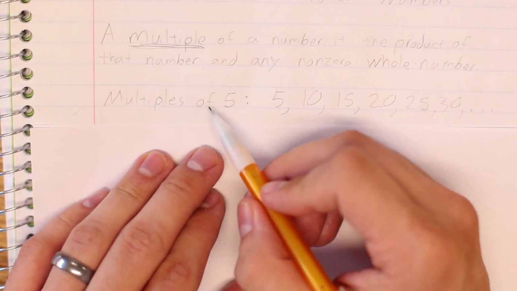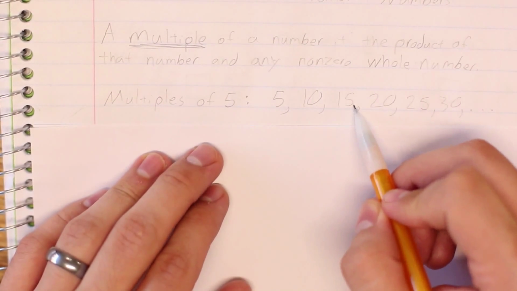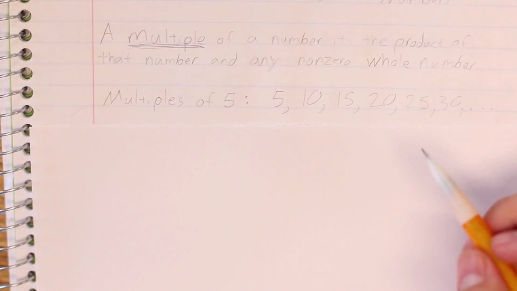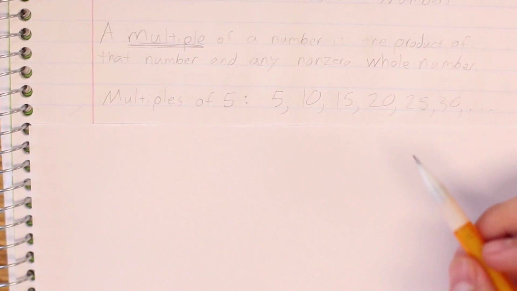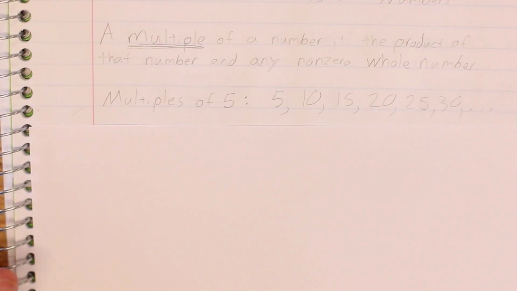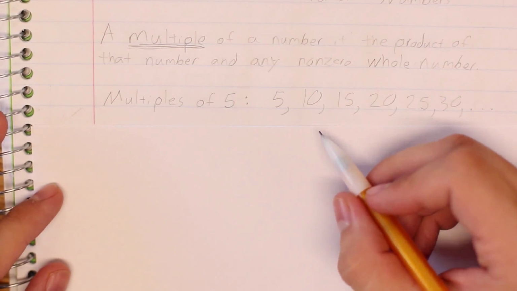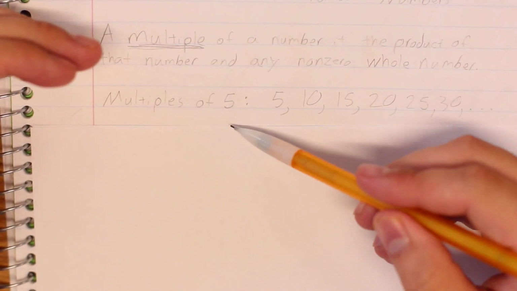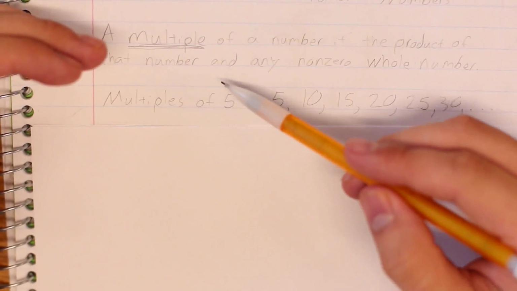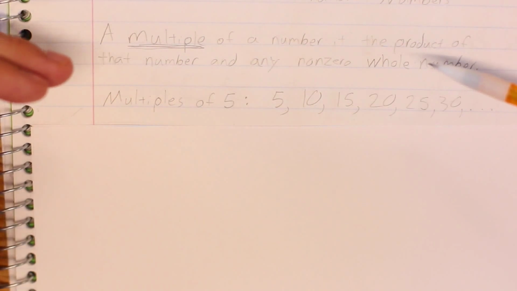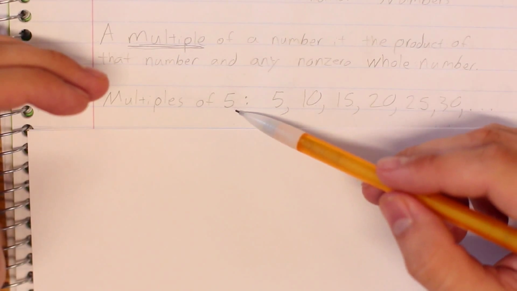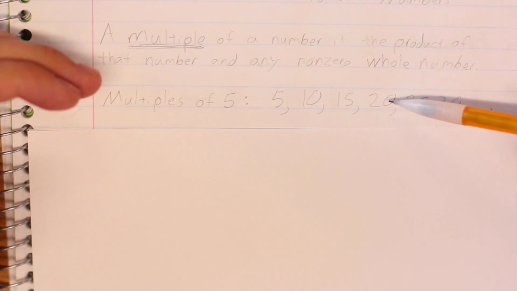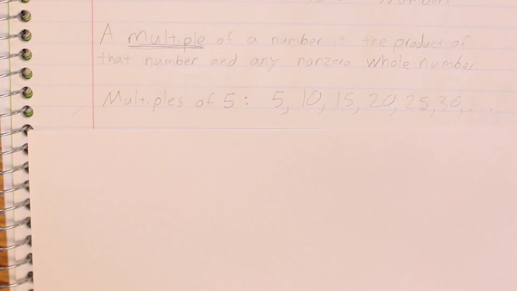For example, the multiples of 5 are 5, 10, 15, 20, 25, 30, and so on. Basically, you could just count by fives, and I think you get the idea. Just to explain how the definition applies, the multiple of a number, like 5, is the product of that number times any non-zero whole number. So 5 times 1 is 5, 5 times 2 is 10, times 3, times 4, times 5, times 6, you get the point.